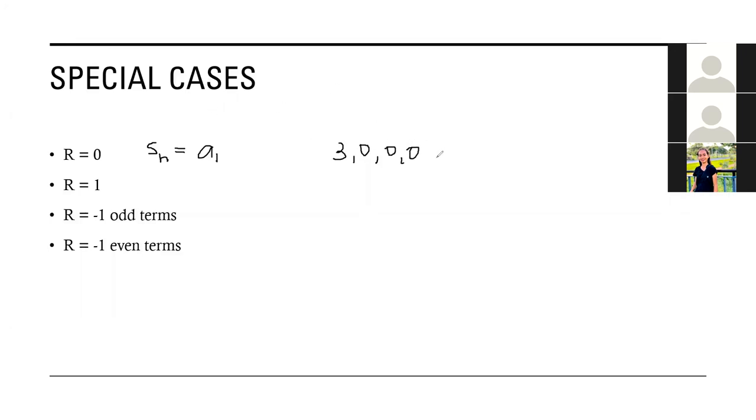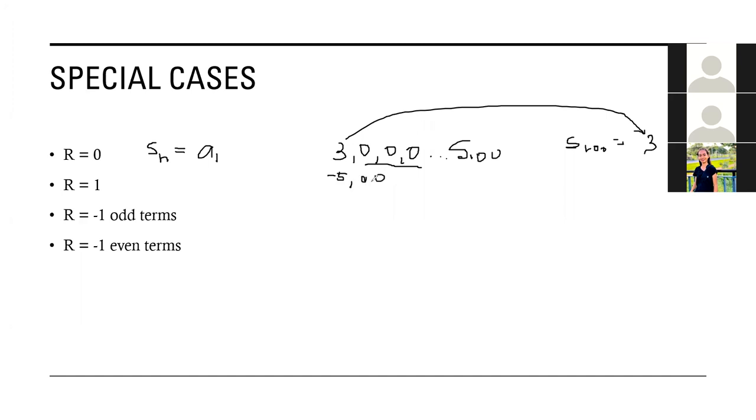So kapag tinanong kayo, kahit sabihin pa natin na what is S sub 100? All you have to do is S sub 100 is equal to 3, which is your first term. Kasi wala naman eh. Walang susunod na term. Puro 0 na yung susunod na term, if the common ratio is 0. If this is negative 5, then 0, 0. What is S sub 1,000? What is S sub 1,000, people?